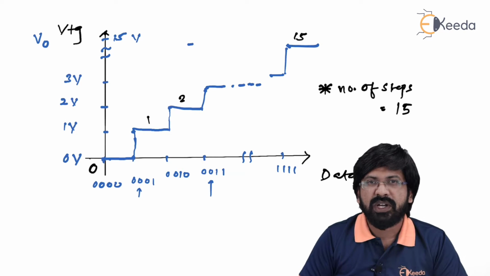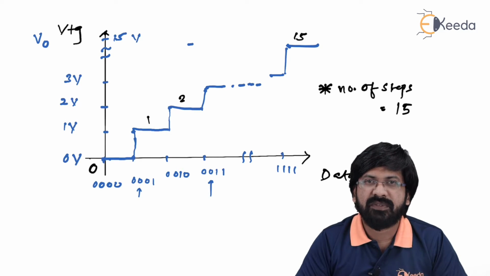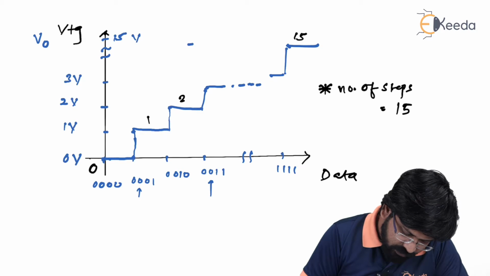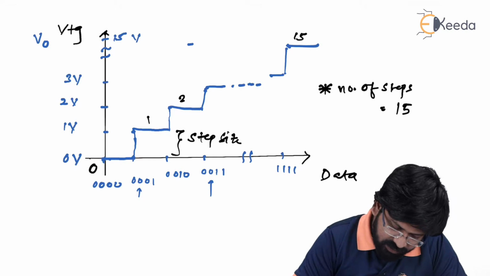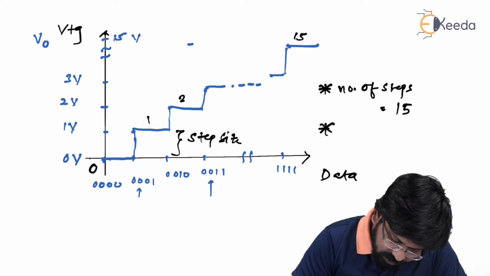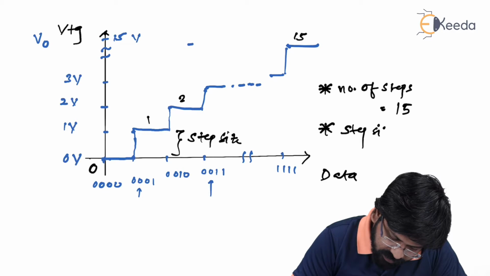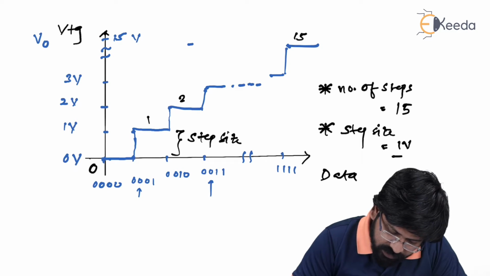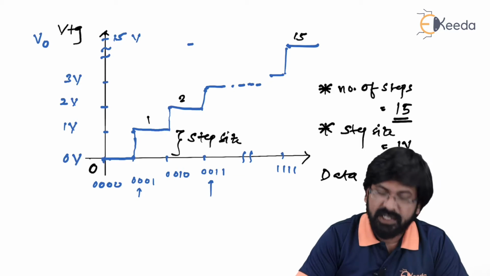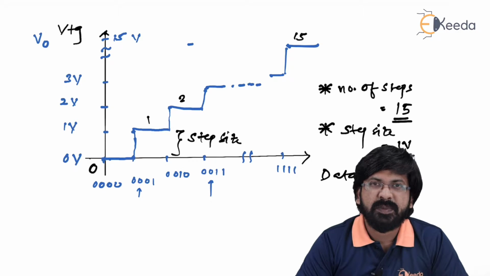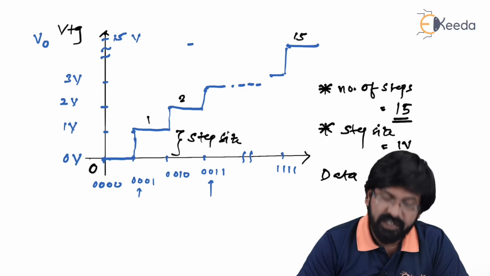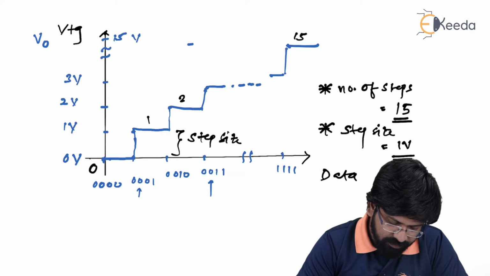Now I have to see what is the height or size of every step. I need to observe this step size. This is called one step, or it is also called the step size. What is the step size? By observation you can see it is 1 volt. So the number of steps equals 15 and the step size is 1 volt. In the next slide, when I teach you DAC specifications, I am going to relate these factors with those specifications. Let us see.